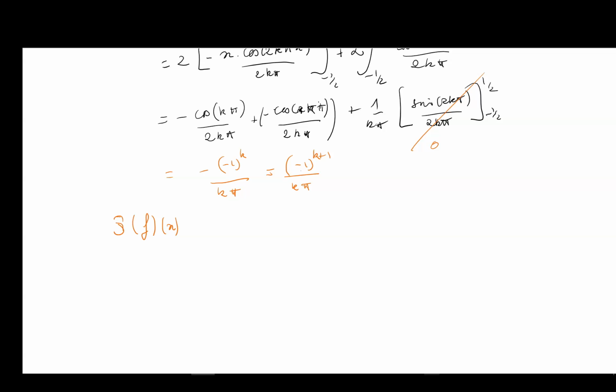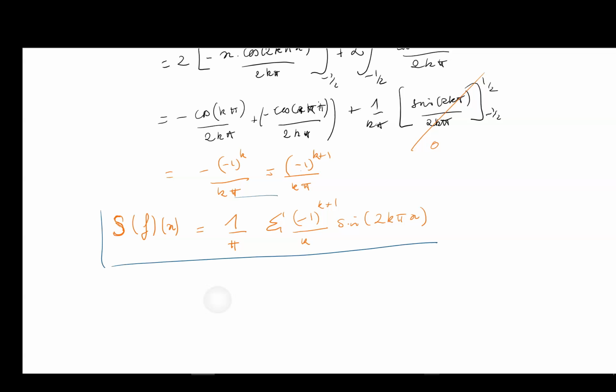You can use this notation. S of f of x is going to be given by, so I can put as a factor 1 over pi, the sum of (-1)^(k+1) over k times sine of 2k pi x, right? So that's my series. Okay, and we can say that S of x is equal almost everywhere to f of x.